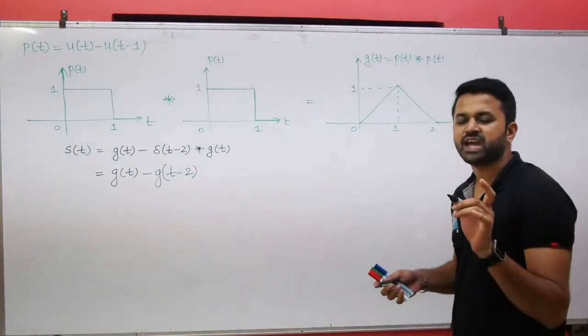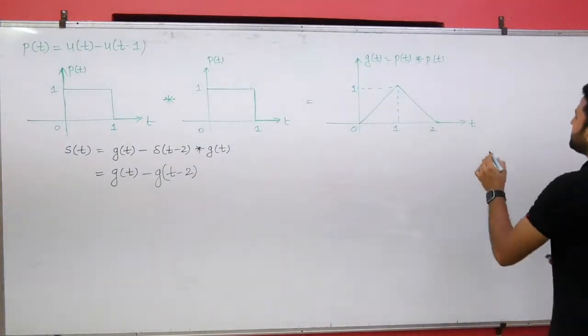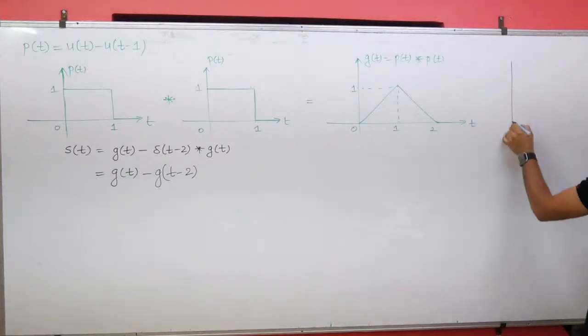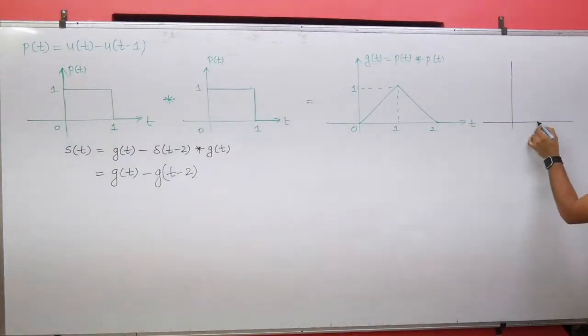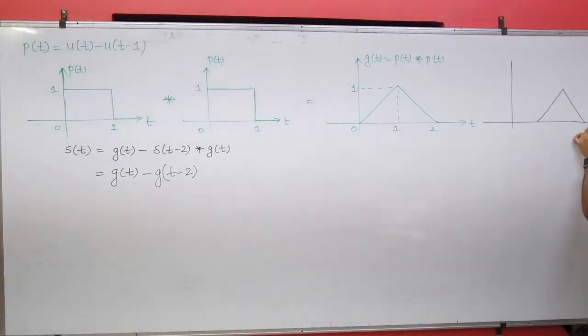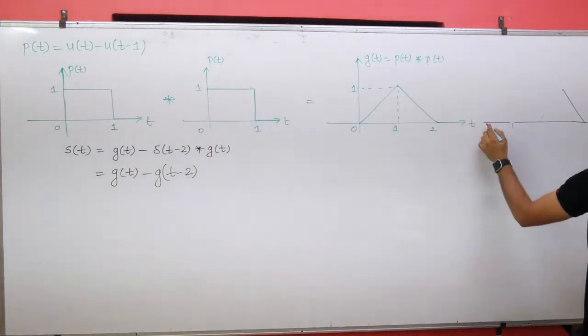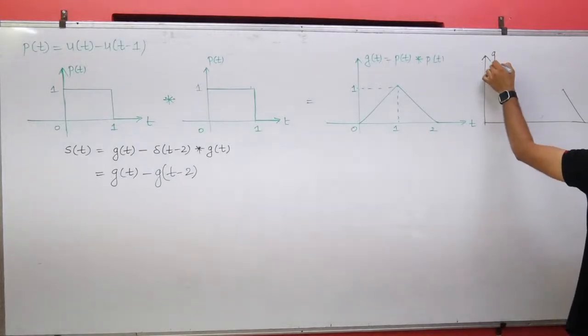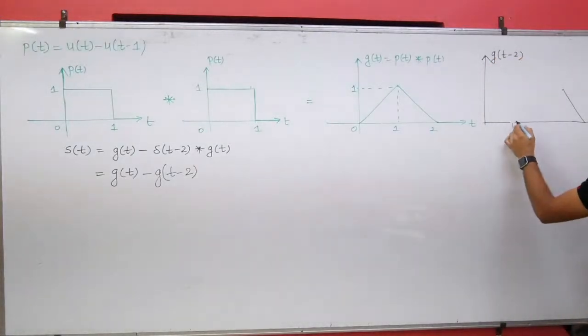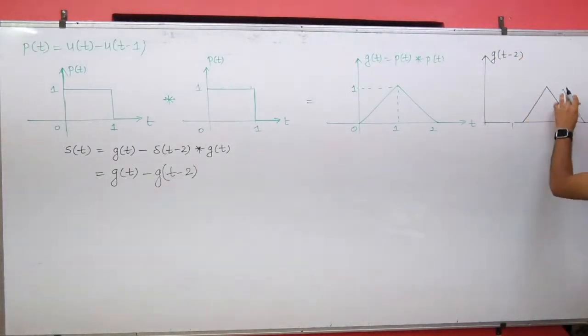So first of all we have to draw GT and GT minus 2. So this is GT. What is GT minus 2? It will be the shifted version. Let me draw like this. Let's draw from here. So this is GT minus 2. It will look like this.